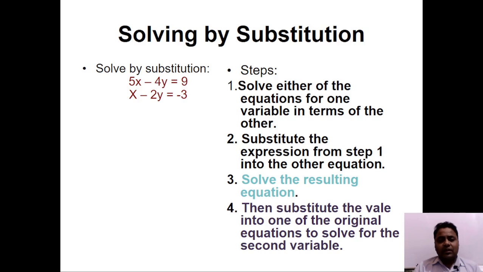As I mentioned here, substitute the expression from step 1 into the other equation, same as before, solve the resulting equation. Then substitute the value into one of the original equations to solve for the second variable.